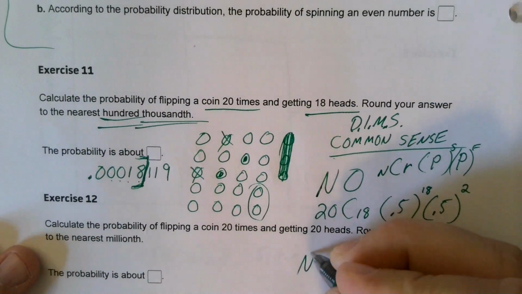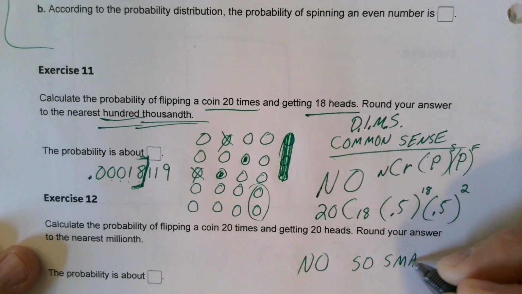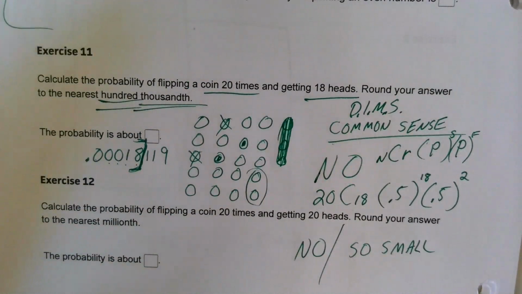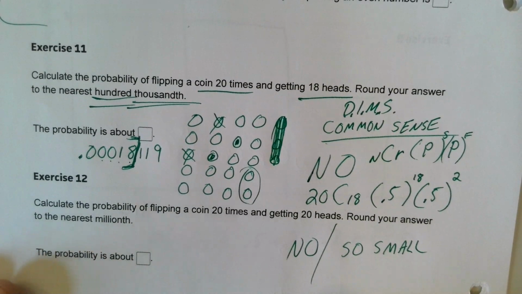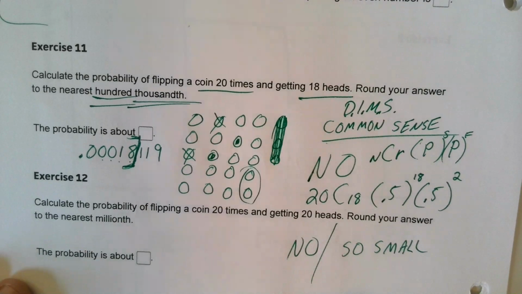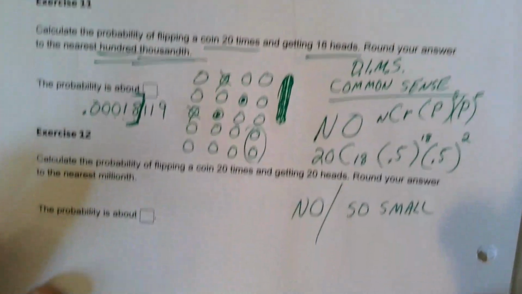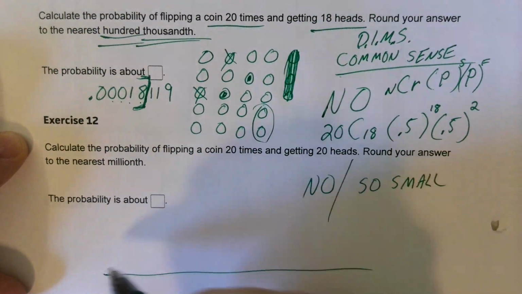Like, no. So small. My guess is that you'd have to flip it almost 1,000,000 times to have an outcome where you actually get 20 heads in a row. Maybe smaller than that, I don't know. It's pretty rare. The highest probability would be getting 10. You could do the formula on your own, but if I did have this, let's watch the whole thing.